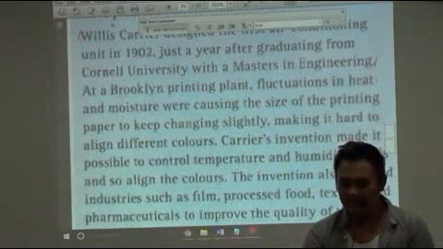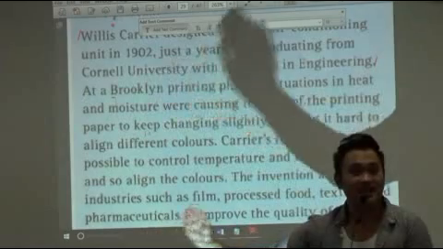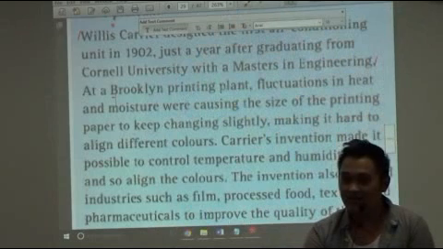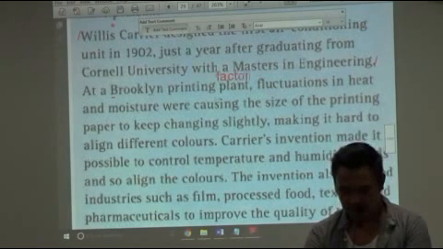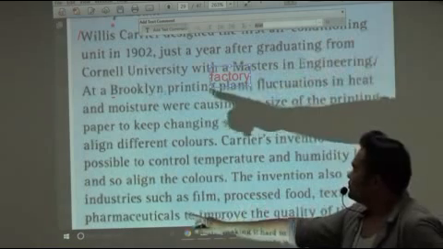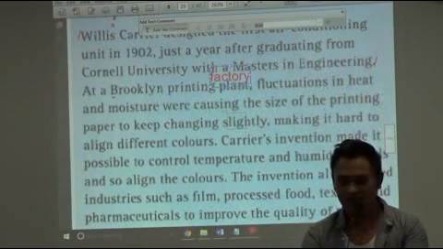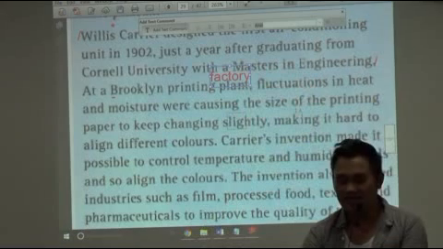At a Brooklyn, what is this? Capital B. What does that mean? Name. So don't bother. At a Brooklyn printing plant. Everybody say printing. Plant. What is a plant? Factory. Good. All right. Now, at a Brooklyn printing plant, fluctuations in heat and moisture were causing the size of the printing paper to keep changing slightly.